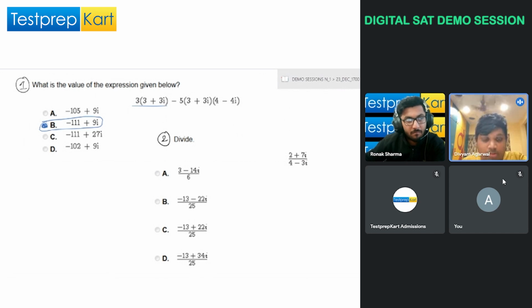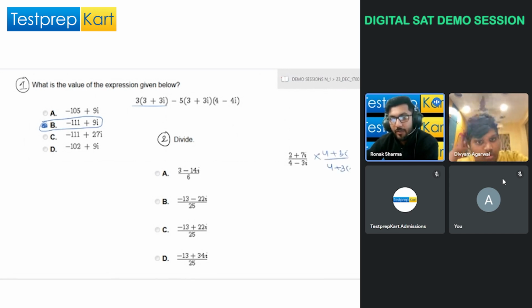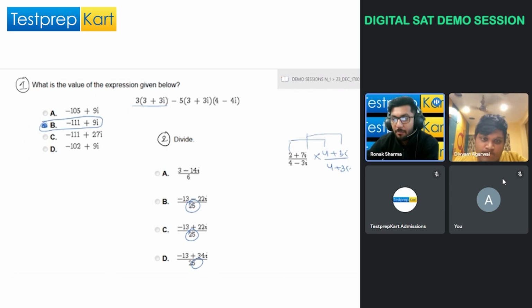For the second one, is it B? So we are going to have 4 plus 3 iota and 4 plus 3 iota, which will for sure give us 25 in the denominator. But now we need to understand what we will have in the numerator. 2 into 4, 8, and then 7 into 3, minus 21. So minus 21 plus 8 will be minus 13. But now we have 13 everywhere, so we need to see 2 into 6 and 7 into 4, 28. D should be the answer.